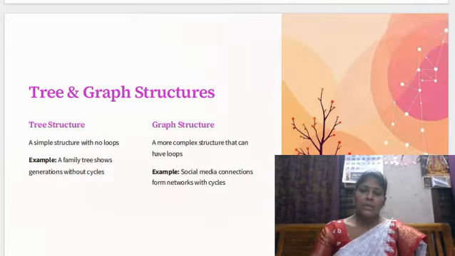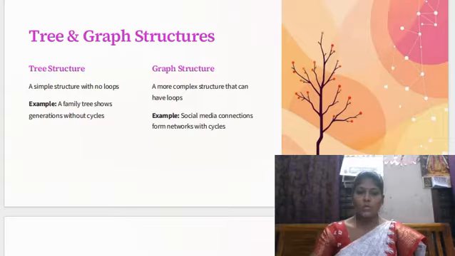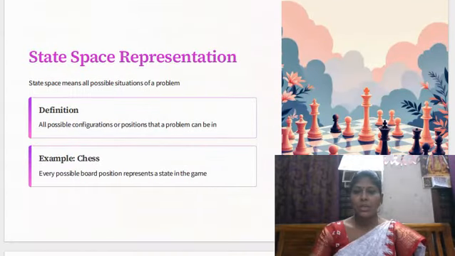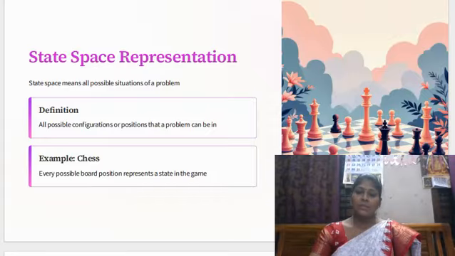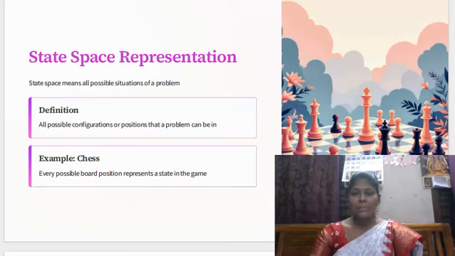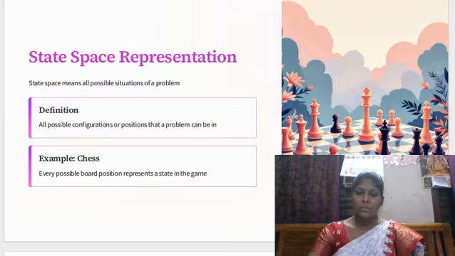Next, we will move on to the concept of state space representation. State space means all possible situations of a problem. That is what is meant by state space. For example, in a chess game, every board position is a state. On a chess board, many positions are there, so every board position is a state.